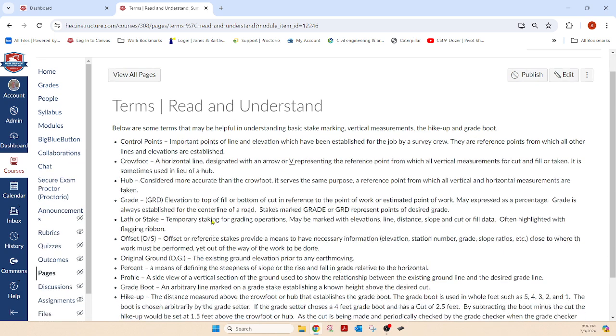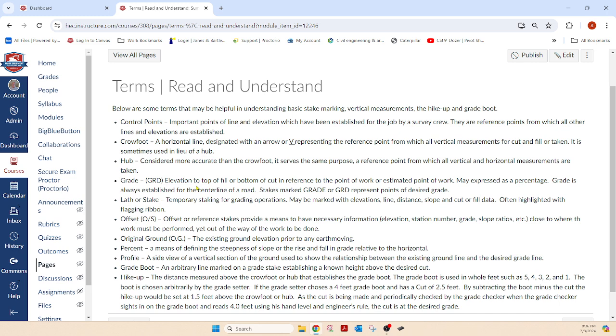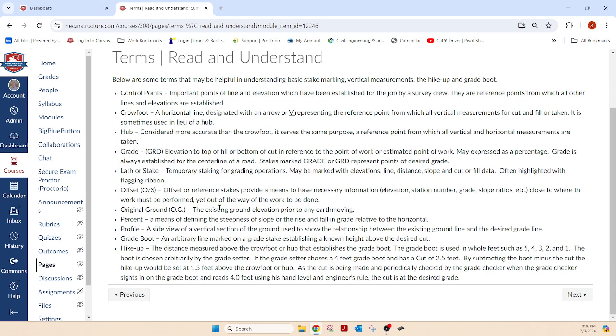I just talked about a hub. Grade is elevation to the top of a fill or the bottom of a cut. Offsets, we'll get into those later on. They're stakes that have information on them, but they're out of harm's way. We put them off to the side. And as long as you know that horizontal offset, you can always find your stake, or where it's supposed to be if you knock it over.